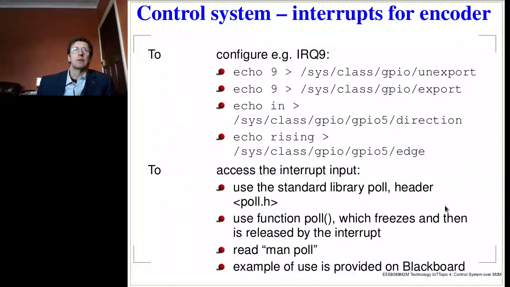Now interrupts in the controller, and the interrupts in the Raspberry Pi for the encoder. The system of interrupts in a Linux system is standard and quite simple. Basically, you need to output numbers into some special file, and this file is the input of the kernel, which does the magic of reconfiguration for you.